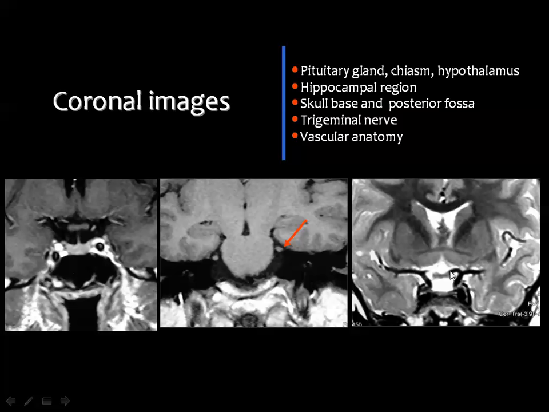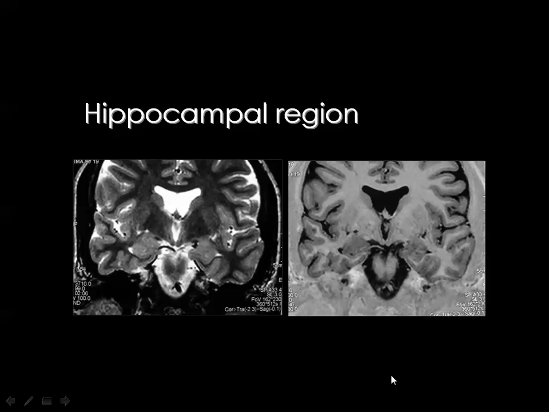This is the appearance of the hippocampus in the coronal images, and this is T2 and T1. And here, the site of the hippocampus, and you compare both sides together. And of course, if there is some patient tilt, you get asymmetry, and be careful about this.